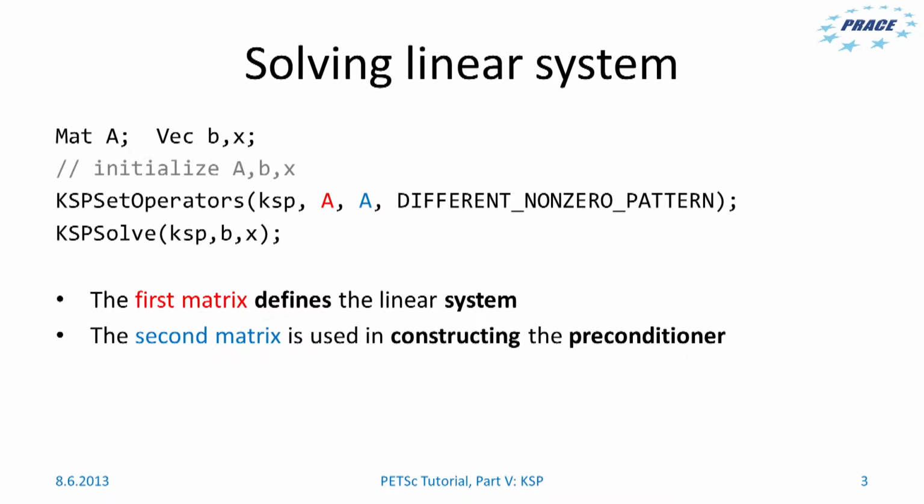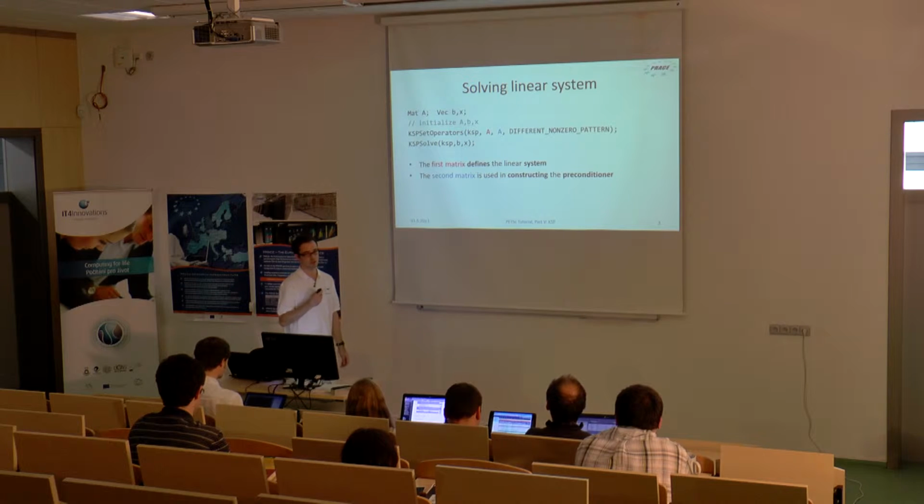You can notice that KSPSetOperators has two matrix arguments. The first, the red one, defines the linear system, whereas the second matrix, which is blue in our case, is used for construction of the preconditioner. So generally they don't have to be the same, but in most cases it will be.